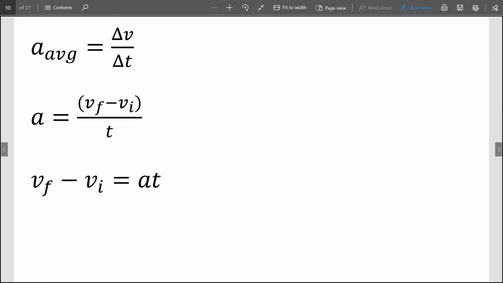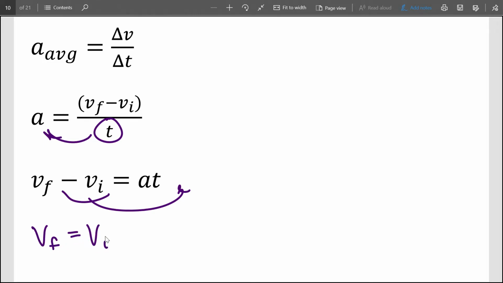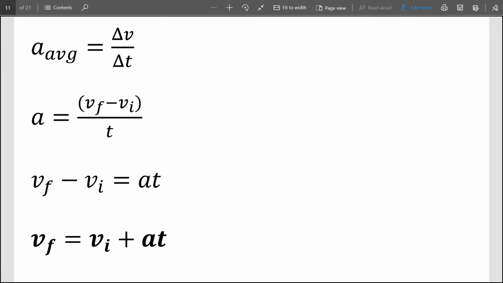All right. So just doing some rearranging algebraically, right? So I'm just taking this t and I'm moving it to the other side. So I've got now vf minus vi equals at. I'm going to do just a little bit more algebra. I'm going to take this vi, I'm going to move it to the other side. So I should end up with something that says vf equals vi plus at. And if I did everything right, there it is. Boom. Okay. Again, this is an equation that is on the equation sheet.